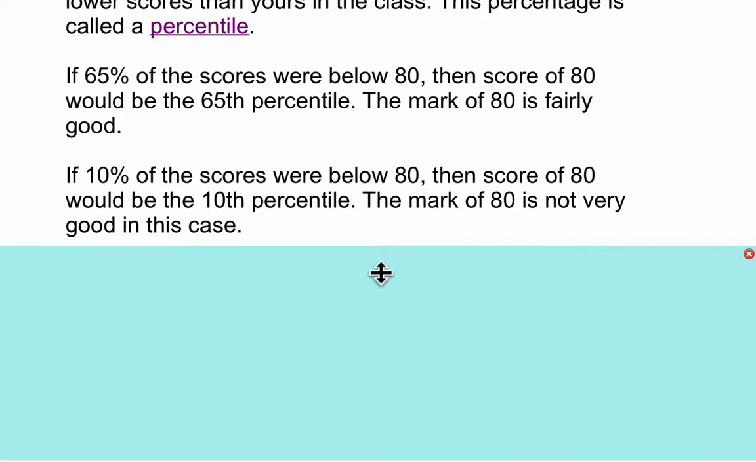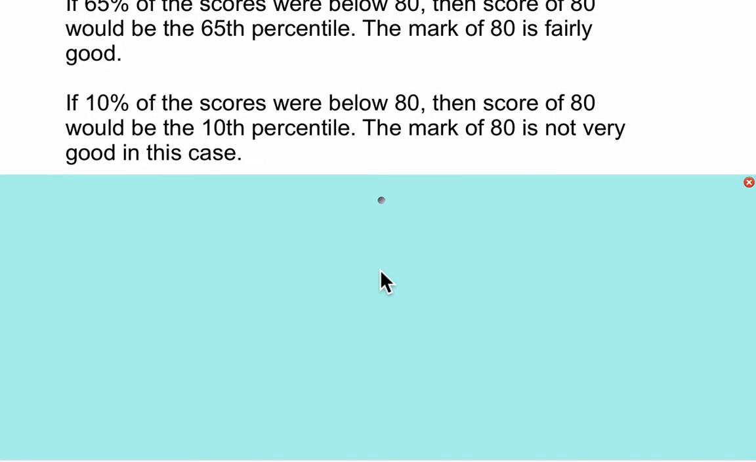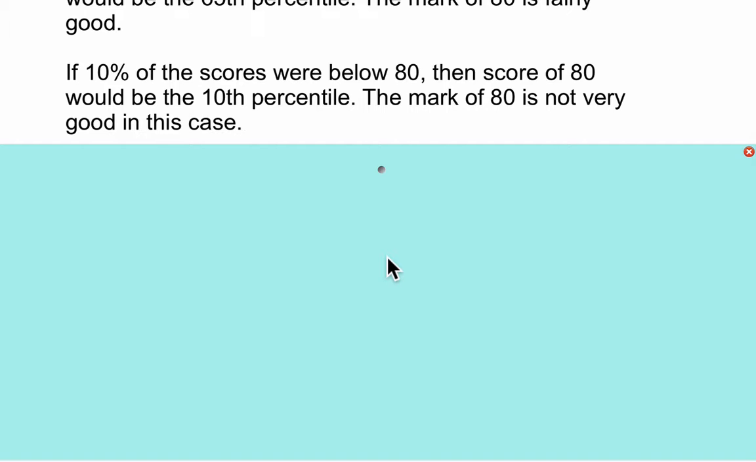However, if 10% of the scores in the class were below 80, then a score of 80 would be in the 10th percentile. And the mark of 80 in that case would not be very good.